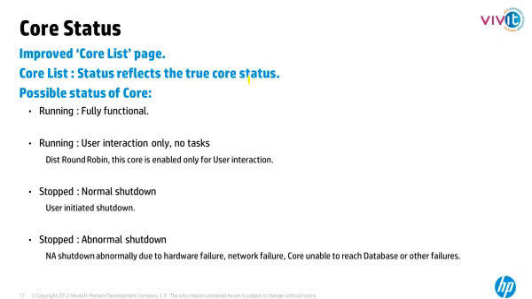So we have an improved core list page. If you go to the admin distributed, there is a page called core list page. Previously, it never used to refresh the true core status. Now it does. And these are the four possible core statuses. The first one says it's running, fully functional.